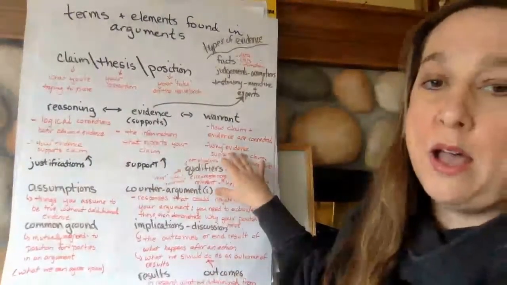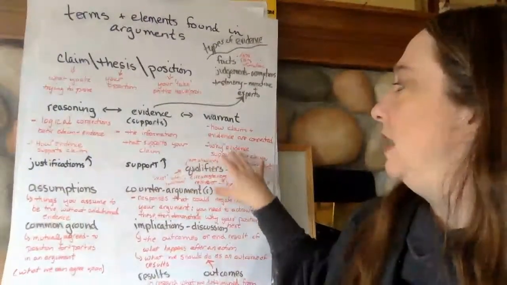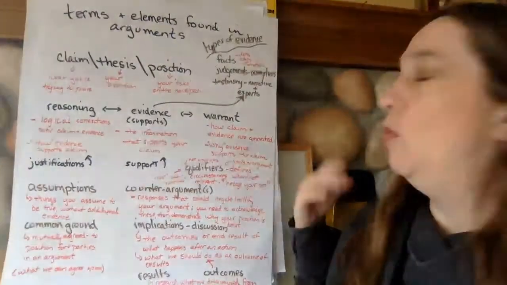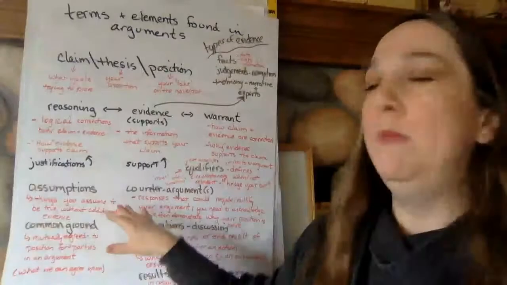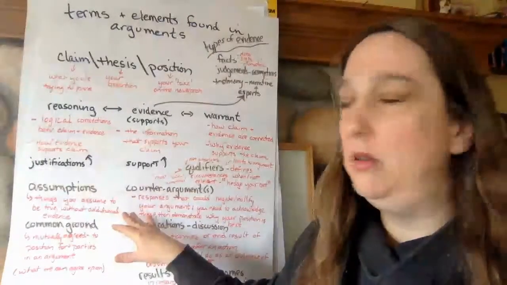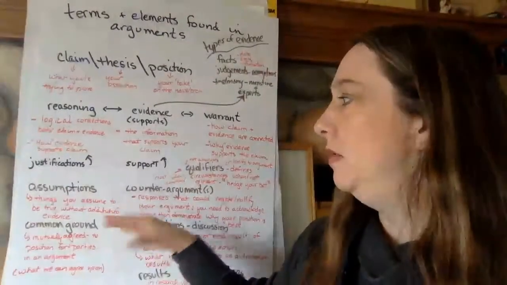Now, your warrant is how your claim and your evidence are connected. This is the why between your evidence and how your evidence supports your claim. Why does your evidence support your claim? That's your warrant.